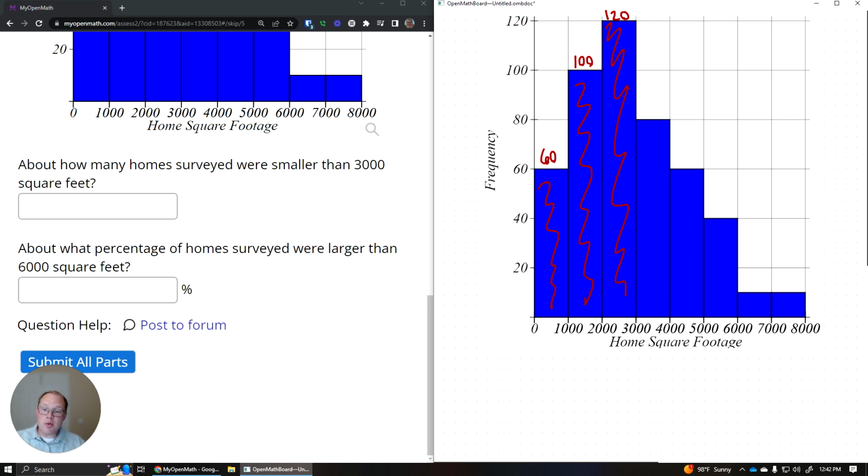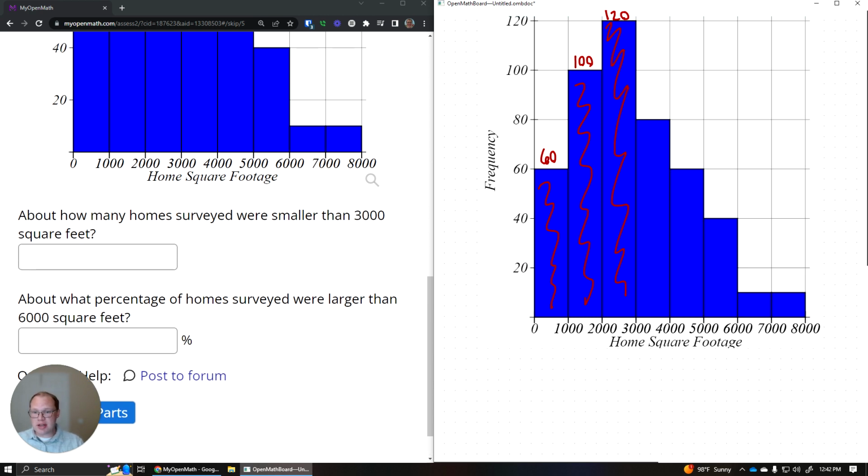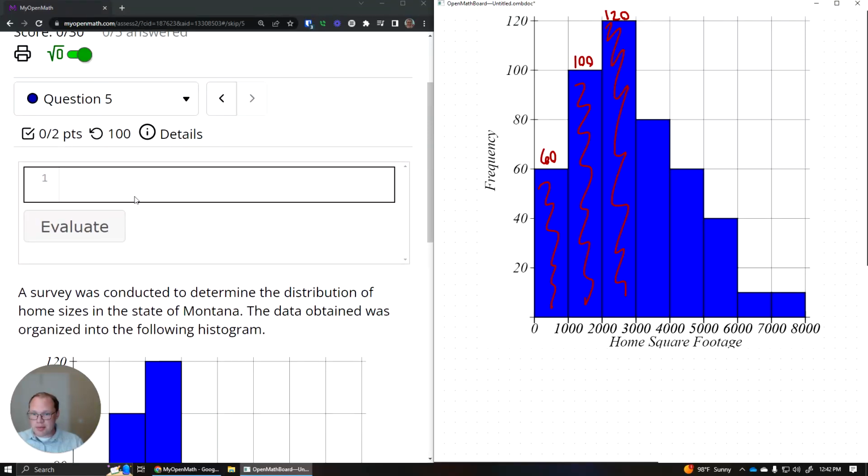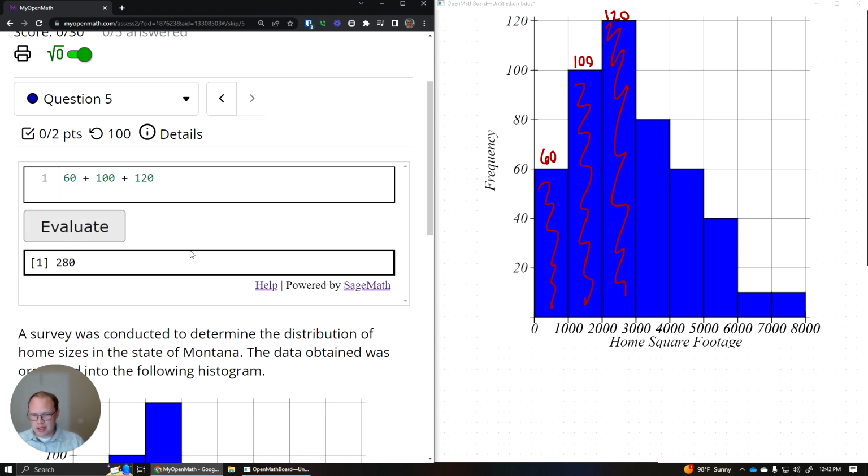So if we put those together, we'll have about how many homes are smaller than 3,000 square feet. Let's just add those numbers together. We can use the calculator at the top to do that for us. It's not that hard to do. The numbers are pretty easy to work with, but if you want to save yourself a little mental work, you can let the calculator do it for you. 60 plus 100 plus 120 is 280.